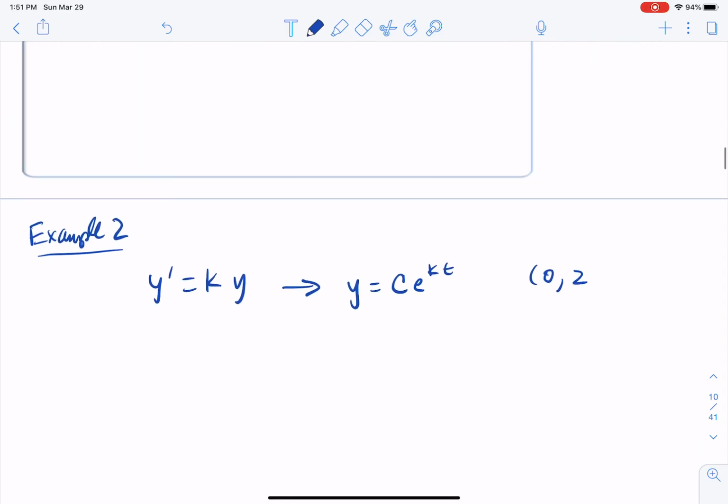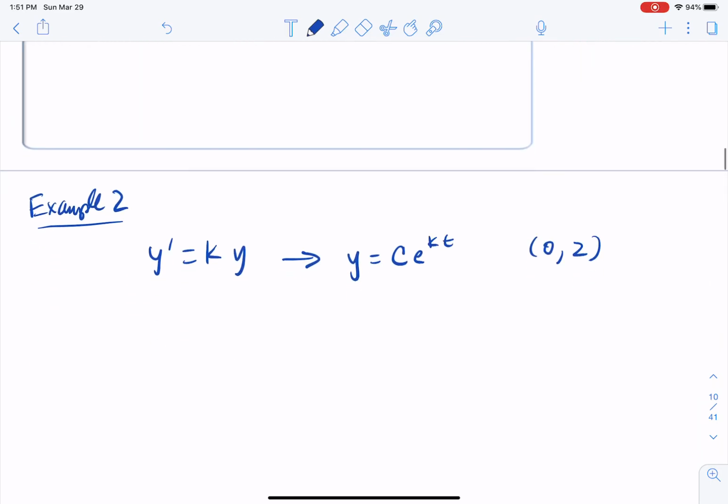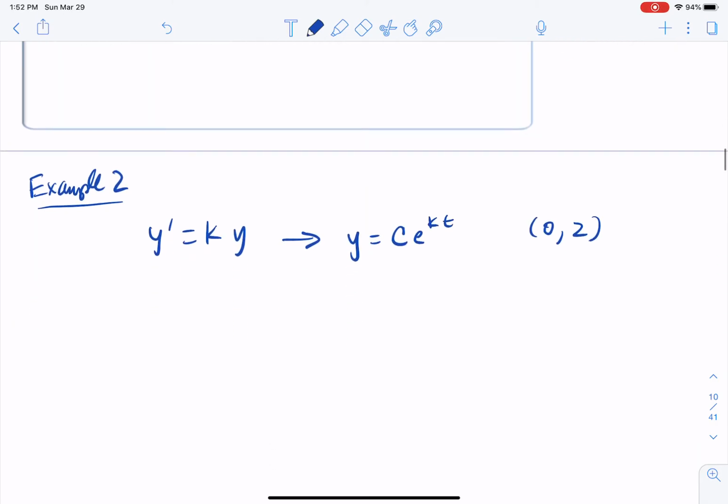Yeah, plug in 0, I get 2. And then I also have another 1, 2, 4. Plug in 2, I get 4. Well, this one is extraordinarily easy to deal with.